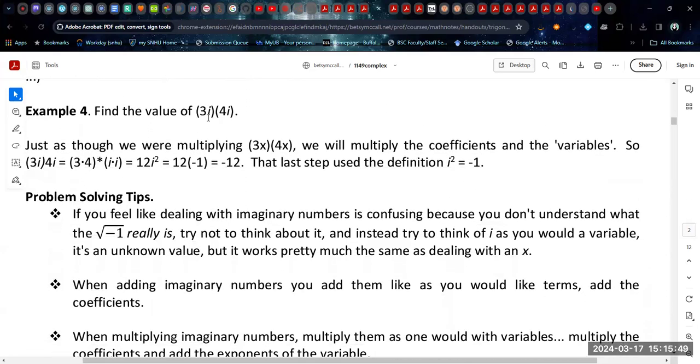Now, what if I want to multiply imaginary numbers together? Well, again, I'm going to treat it kind of like I'm multiplying polynomials. How would I multiply 3x by 4x? Well, I would multiply the coefficients, and then I would multiply the x's, and I would get 12x squared. Well, I'm going to do the same thing here. I'm going to multiply 3 by 4 and get 12, and then I'm going to multiply i by i and get i squared. But we know that i squared is -1, and therefore I'm going to get this simplified to -12.